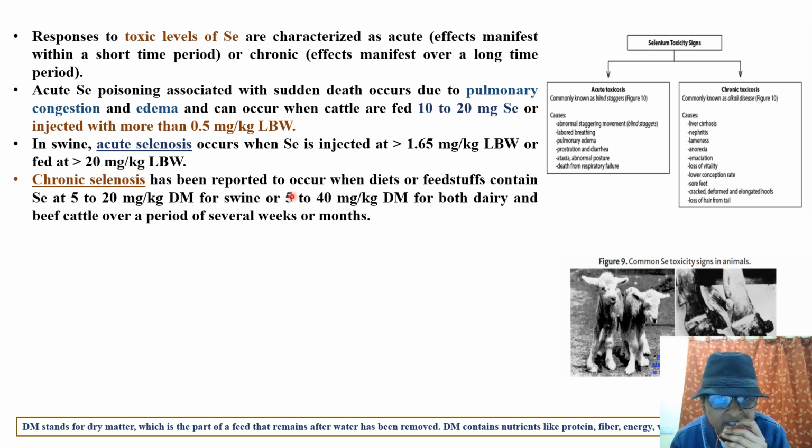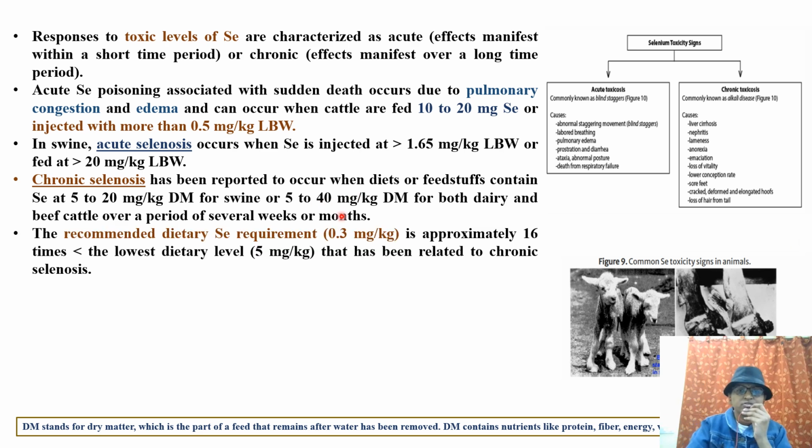Chronic selenosis has been reported to occur when diets or feedstuff contain selenium at 5 to 20 mg per kg DM, dry matter, for swine, or 5 to 40 mg per kg dry matter for both dairy and beef cattle over a period of several weeks or months. Do not worry, you need not remember all these values. I'm just putting this information together so you should know the difference between acute selenium poisoning and chronic selenosis.